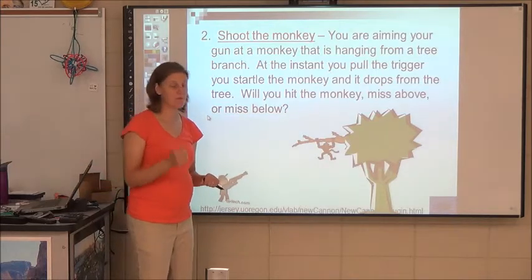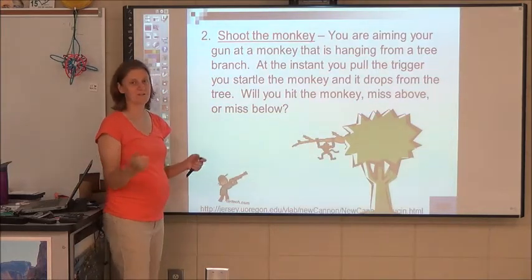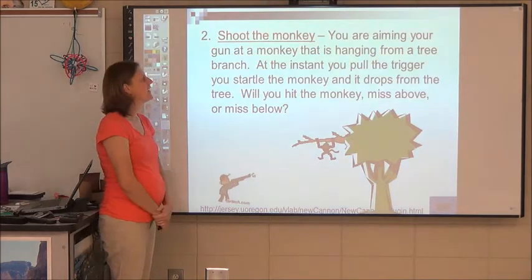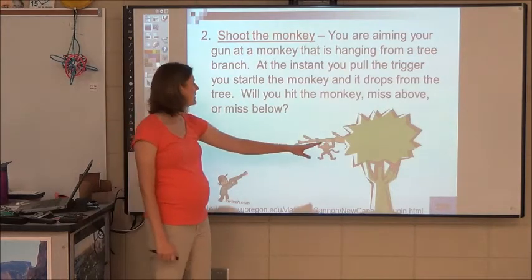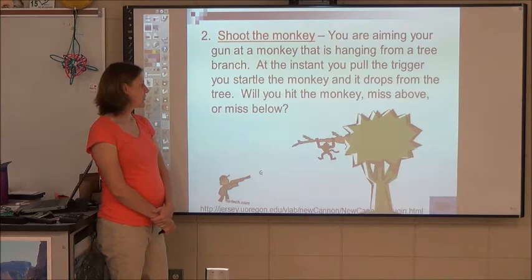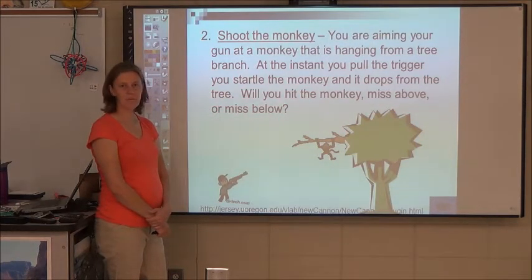Next classical problem. I don't know why this is a classical problem, but shoot the monkey. Classic physics problem. Says you are aiming your gun at a monkey that is hanging from a tree. At the instant you pull the trigger, you startle the monkey and it drops from the tree. Will you hit the monkey, miss above, or miss below?